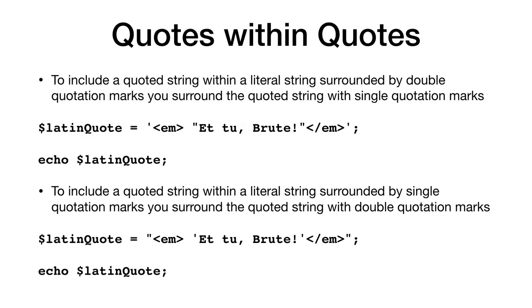Now in PHP, because we are outputting HTML, we may from time to time need to output HTML that has quotes in it. That's a thing that would happen a lot in HTML. So if you want to output a string that has double quotes in it, well, then you need to wrap that up in single quotes. So if we wanted to have open bracket em close bracket space double quote et tu brute double quote close em, well, then we can really only wrap that up in single quotes in order to put it into the variable.